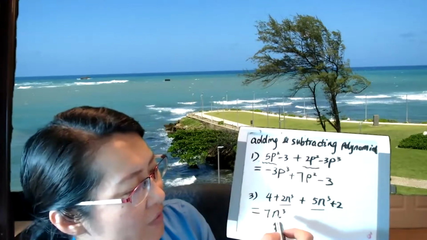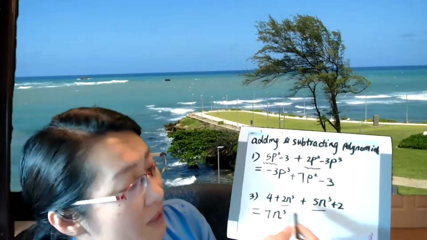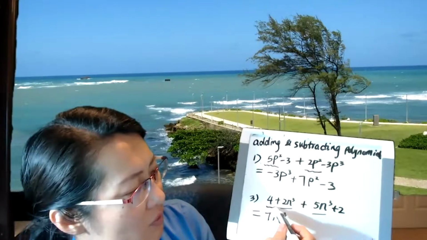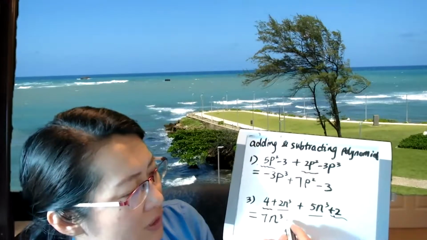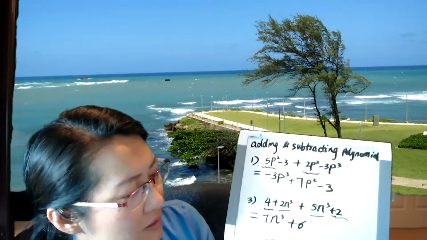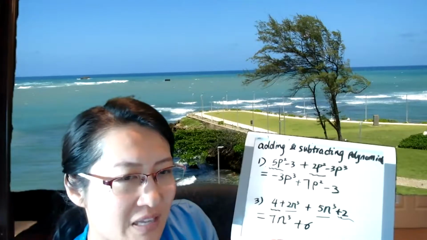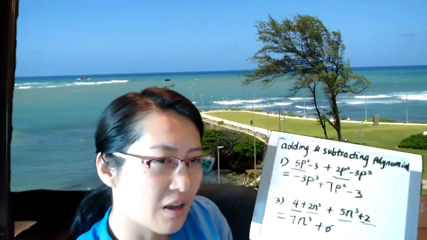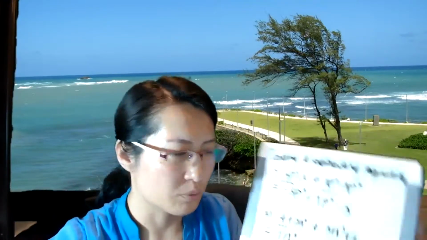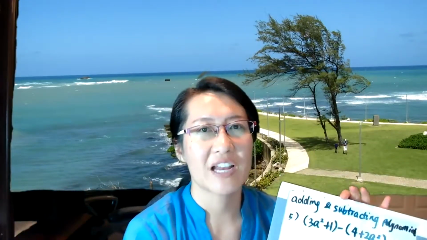So now we just have numbers left, which are 4 and 2. Combine 4 and 2, they're 6. So that's how you add polynomials. Let's look at a subtraction.